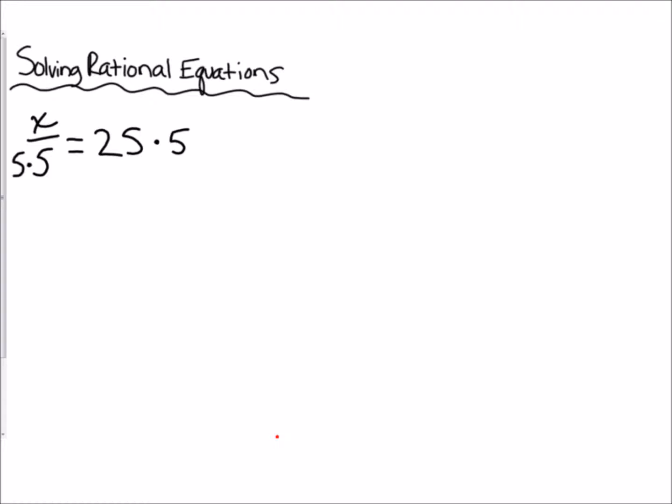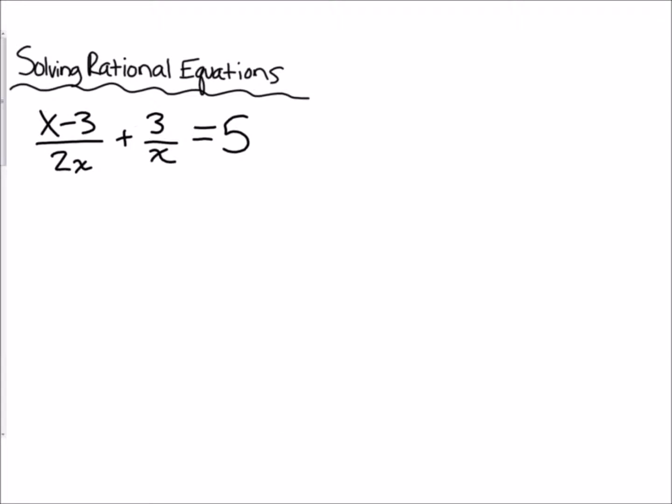First, we want to get rid of the denominator, so we multiply both sides of the equation by 5. This then gives us the answer that x is equal to 125. Let's start on our second problem now.